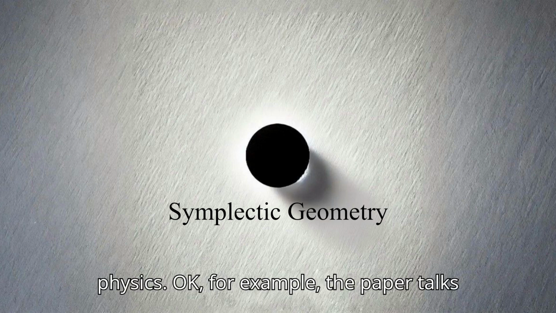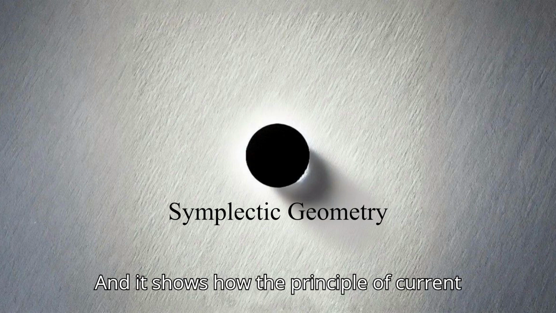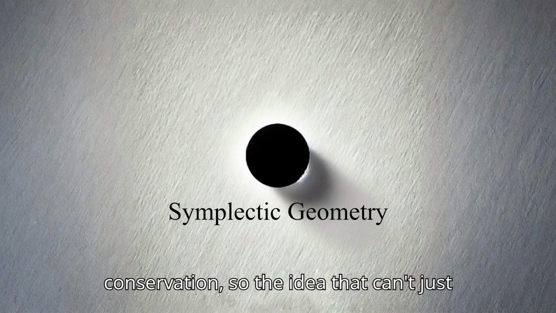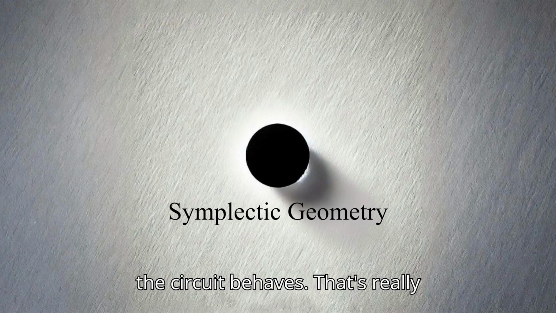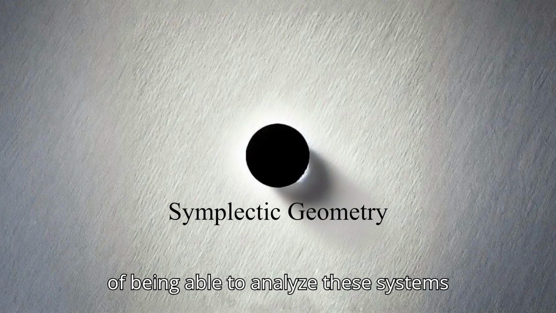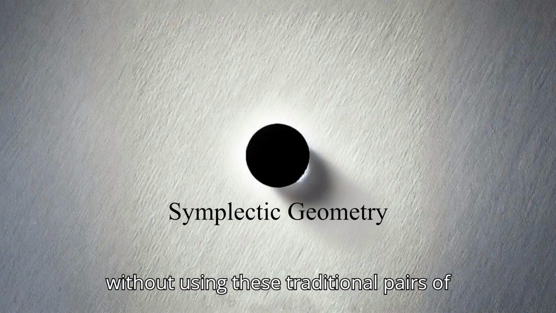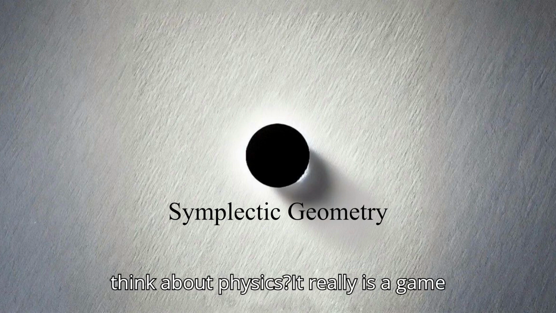For example, the paper talks about inductively shunted islands. And it shows how the principle of current conservation, so the idea that current can't just disappear, allows us to understand how the circuit behaves. That's really interesting. So what are the implications of being able to analyze these systems without using these traditional pairs of variables? Does it actually change how we think about physics?